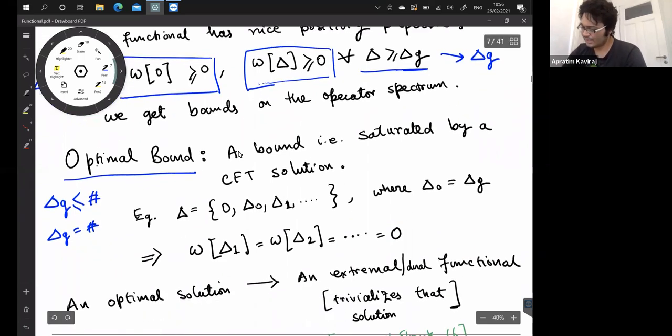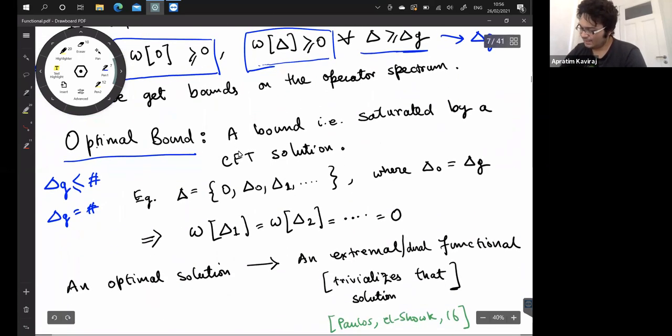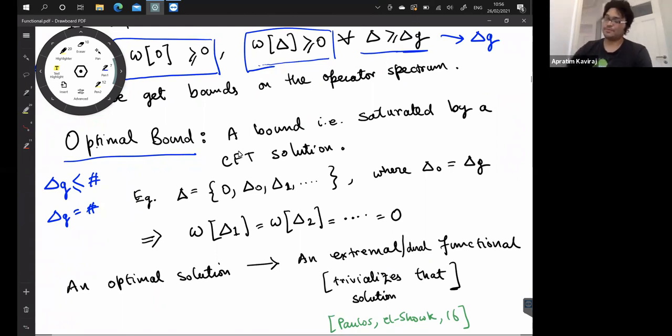And what will that imply on the functional values? It will also imply that, say the CFT is given by the following: its identity, and the first operator which is delta G, and all the other operators, if they're there, they must satisfy that the action of the functionals on them is identically 0. So if this saturates, this is an obvious property to have.